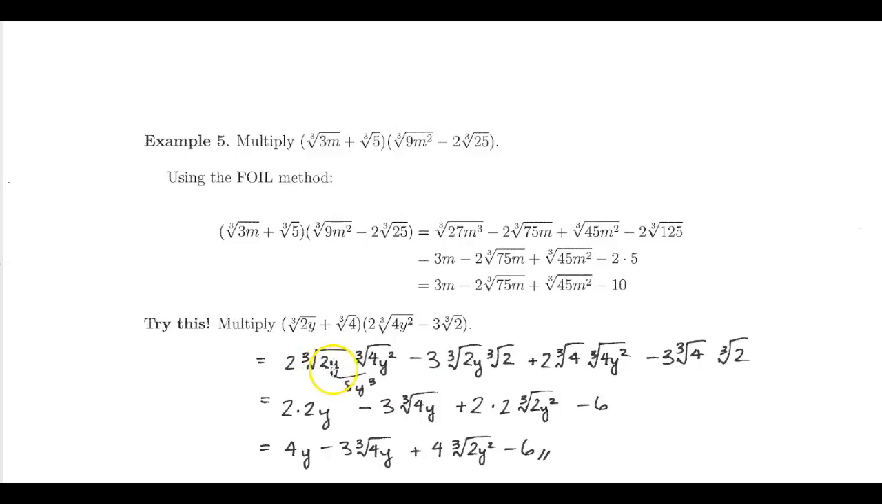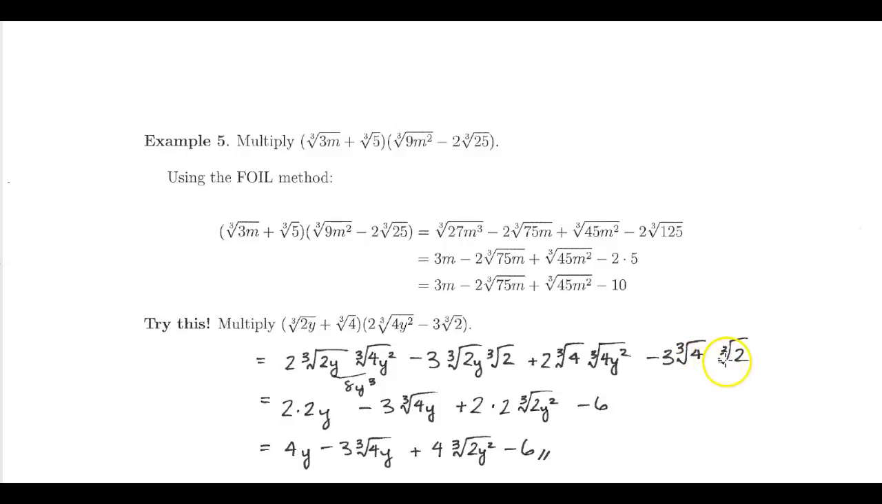So here, underneath the cube root, I have 2y times 4y squared. That's 8y cubed. And the cube root of 8y cubed is 2y. So I have 2 times 2y. And I'll have minus 3 times the cube root of 4y. And then I'll have 16y squared underneath the radical. And 16 is like 8 times 2. So I'll have 2 times 2 times 2y squared underneath the cube root.